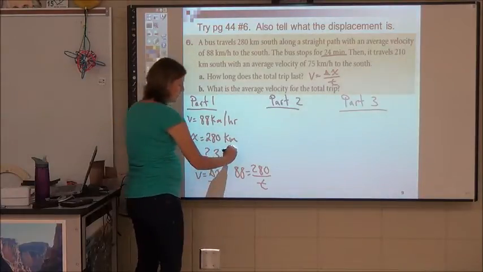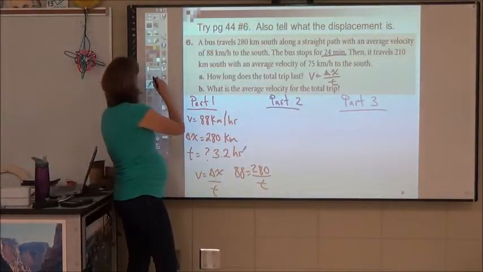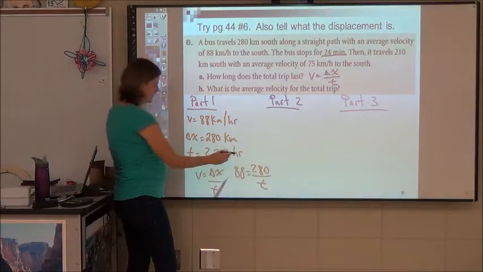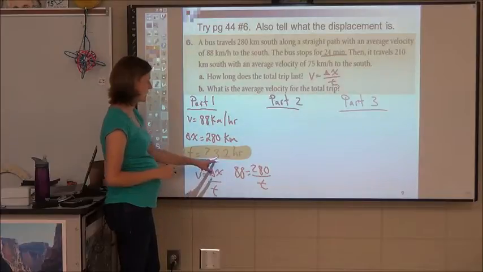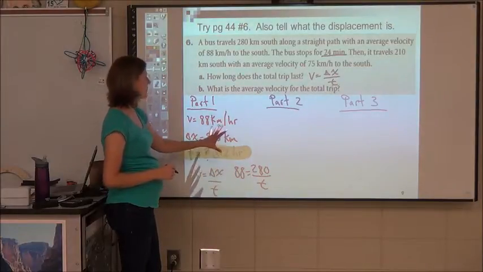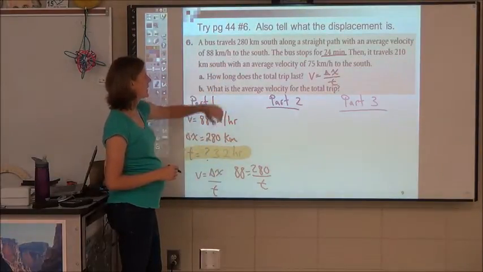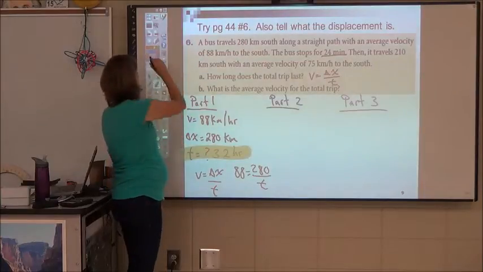And that unit would be in hours. See if I highlight that. Okay, so there's one value I've found right now. The time is 3.2 hours just for the first part of the trip where I go 280 kilometers south.